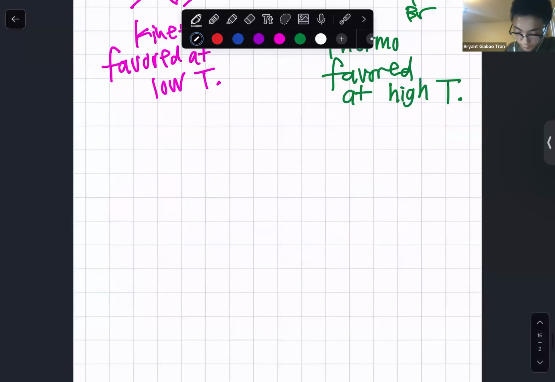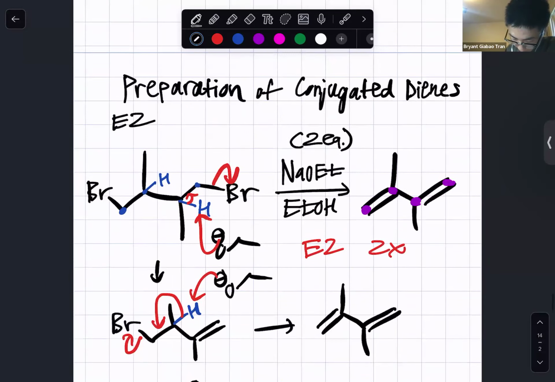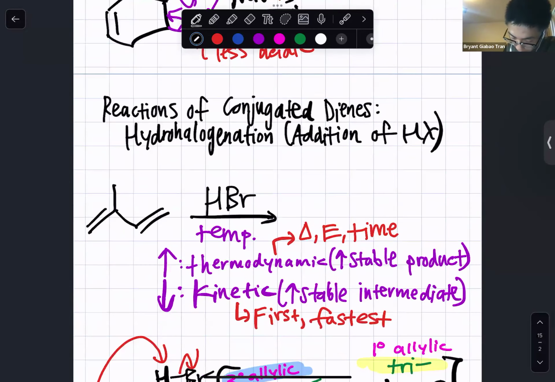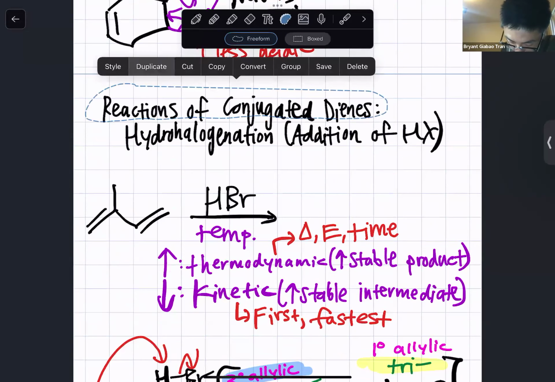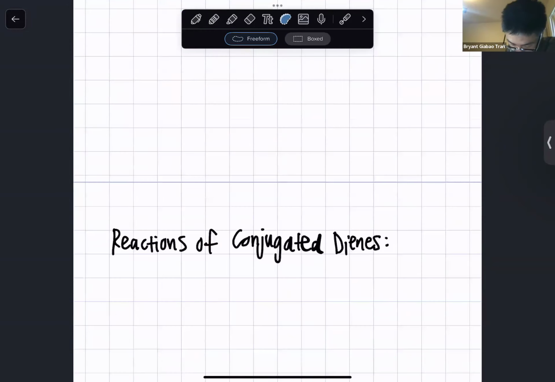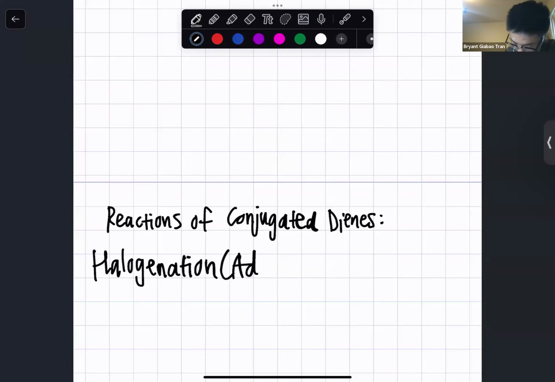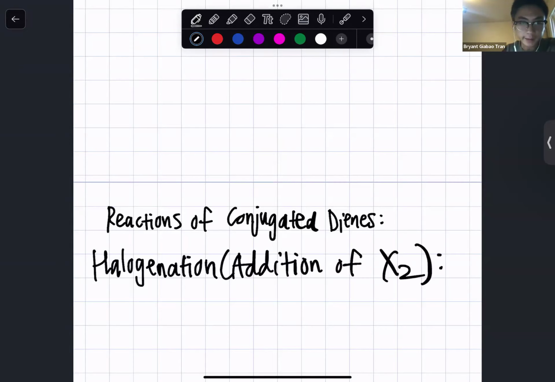Now, let's go over another reaction of conjugated dienes. But instead of hydrohalogenation, let's do halogenation, which is the addition of X2.